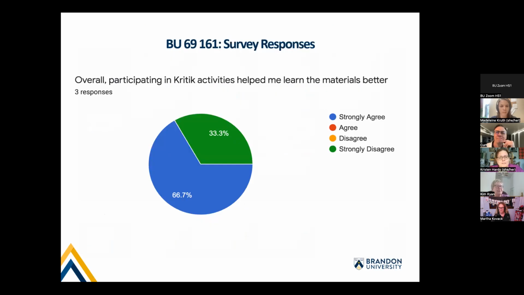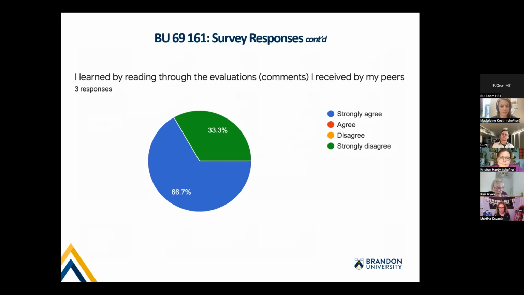So then looking at the responses. There were only 3 students who responded. Of them, 2 strongly agreed that the Kritik activities helped them learn materials better, and 1 strongly disagreed. Reading through the evaluations, I learned by reading the evaluations my peers provided: strongly agree 2, and 1 strongly disagree. I learned by evaluating my peers' submissions: again, 2 strongly agree, 1 strongly disagree.